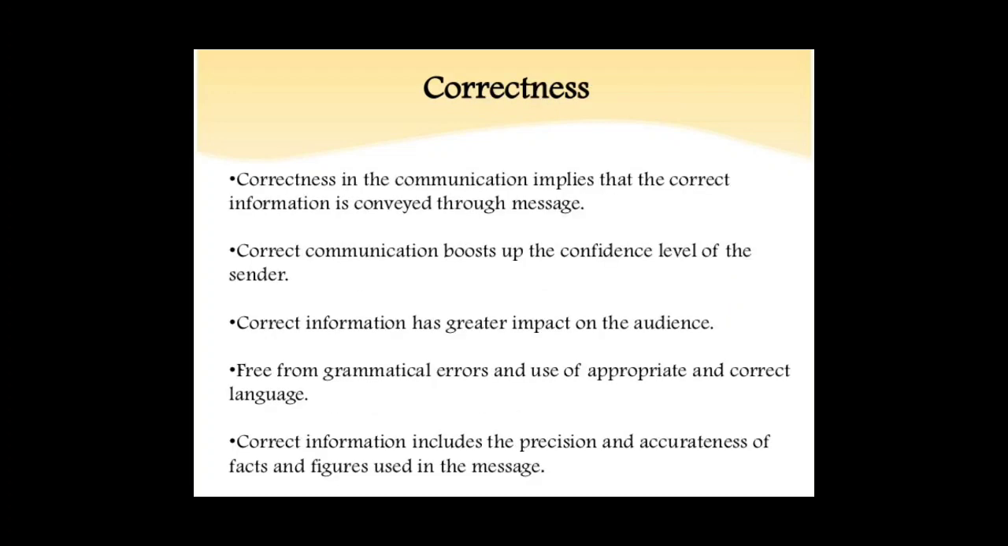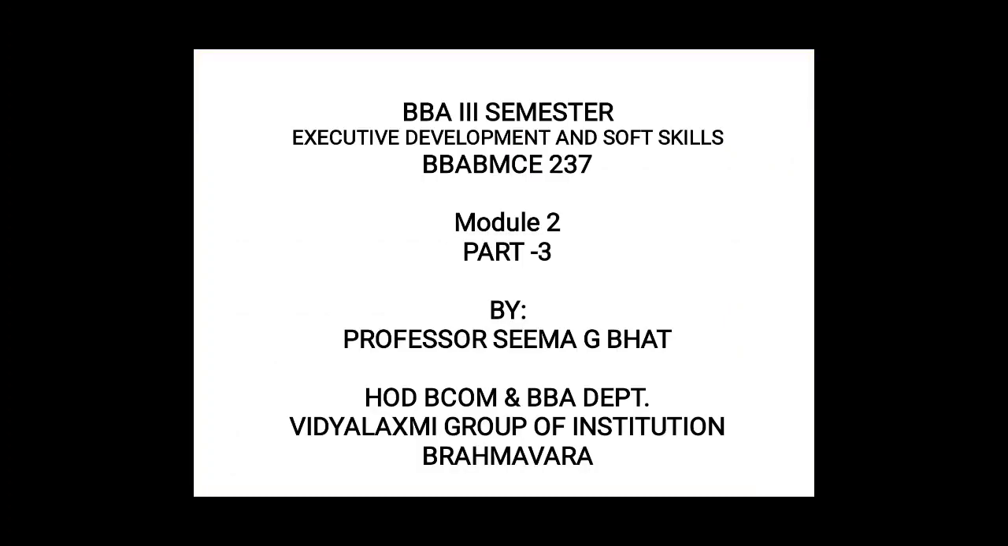Correctness in communication implies that the correct information is conveyed through the message. Correct communication boosts up the confidence level of the sender to the receiver. Correct information has greater impact on the audience also. It is free from grammatical errors and uses appropriate and correct language. Correct information includes the precision and accurateness of the facts and figures used in the message as well. So those were the important 7 C's of effective communication.